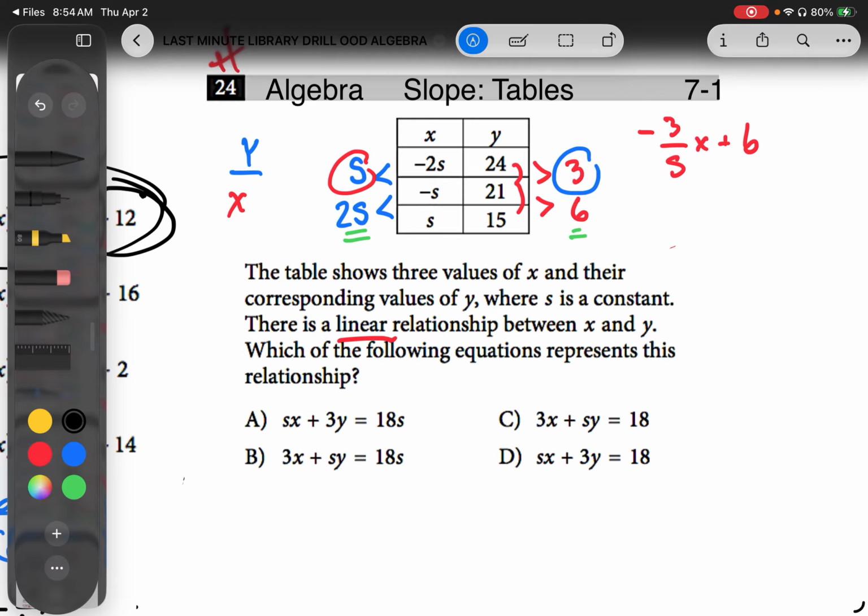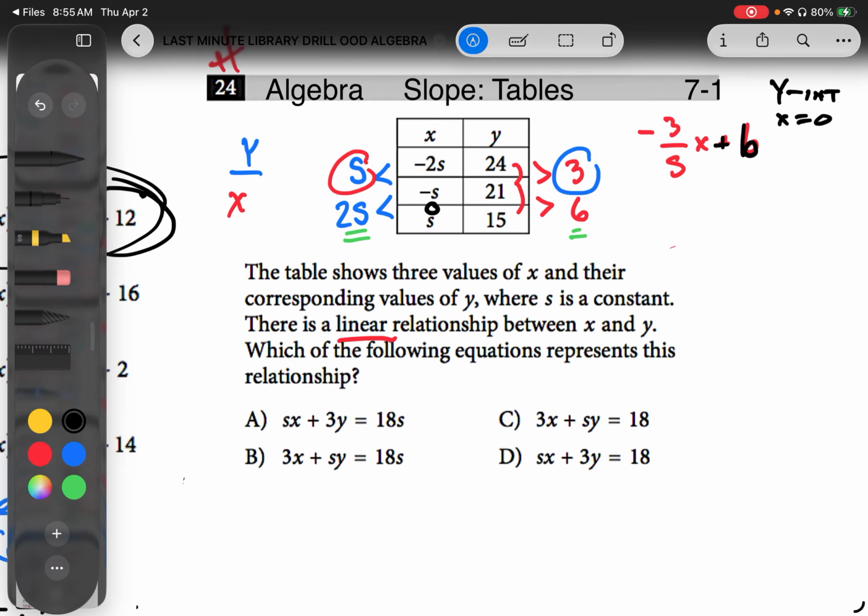The one thing that we don't have is what is our b value or our slope intercept value. So remember, our y-intercept is when x equals 0. So in the table, where does x equal 0? We notice the negative s and the positive s. In between negative s and positive s is going to be 0.